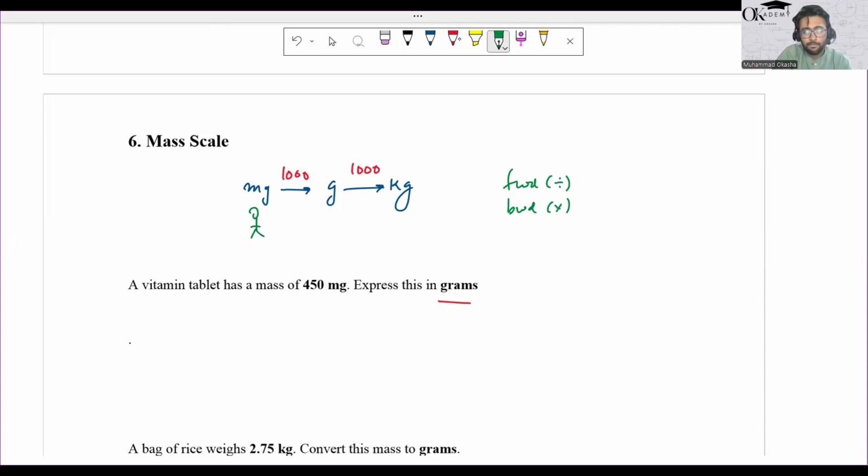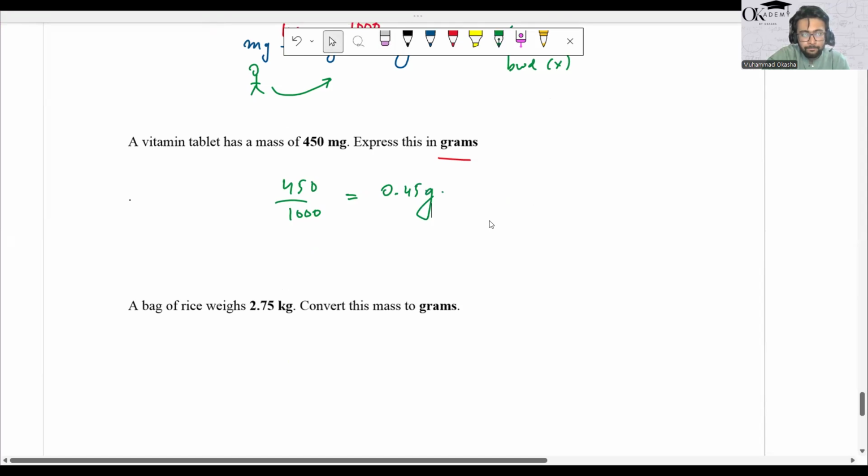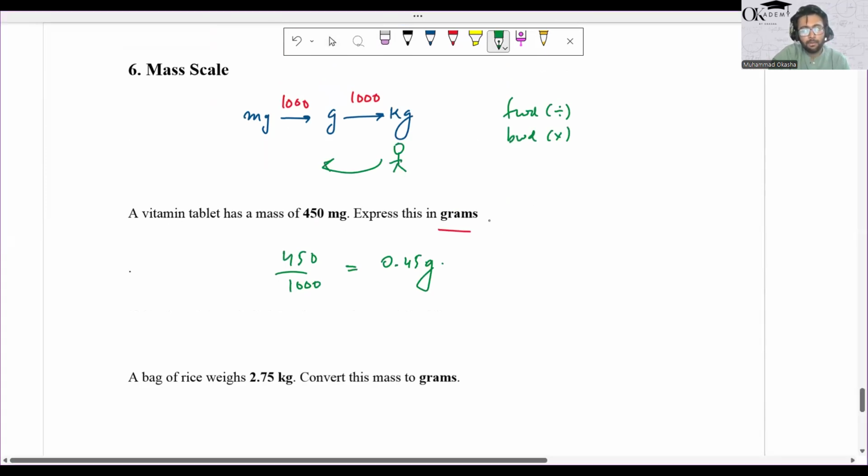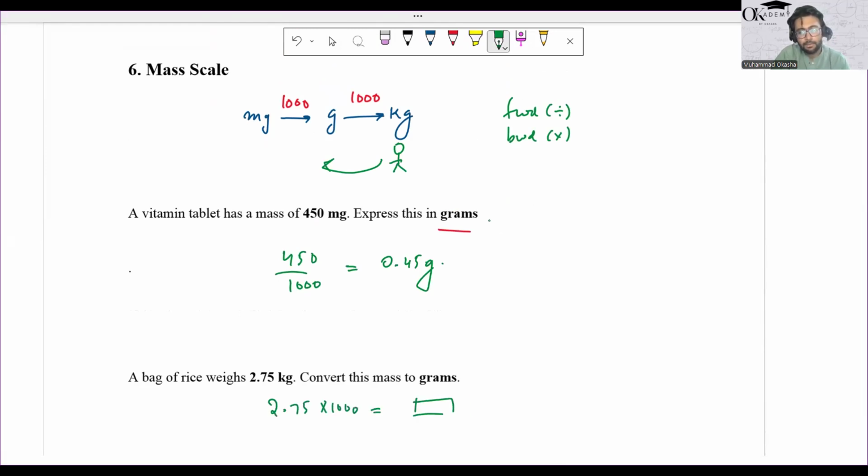So you're standing at milligrams and you convert this into grams. So forward is division. 450 divided by 1,000 and you're going to get 0.45 grams. Right. 2.75 kilograms, convert this into grams. So you stand over here. Going backward is multiplication. So 2.75 multiplied by 1,000. Whatever your answer is, it's going to be in grams. I think it's 2,750 grams.